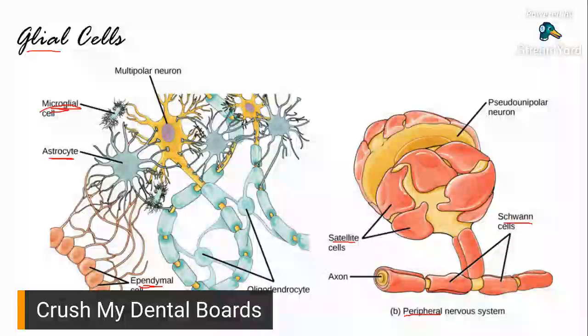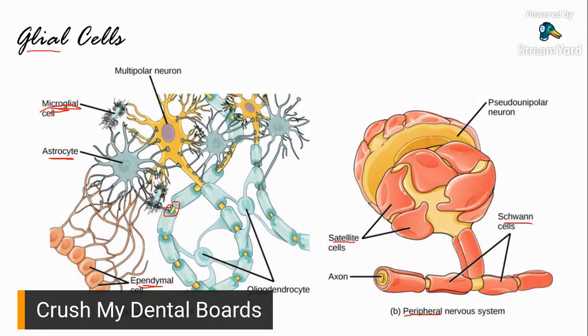As you can see here, this astrocyte is actually connecting the ependymal cells, these projections from your ependymal cells to your cell body, to the cell body of your multipolar neuron. It is also attached to here, this part of your axon. Okay?